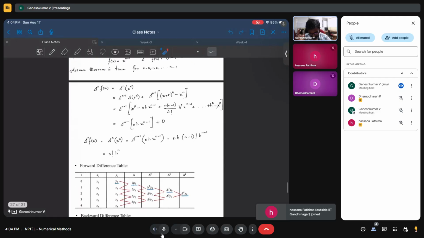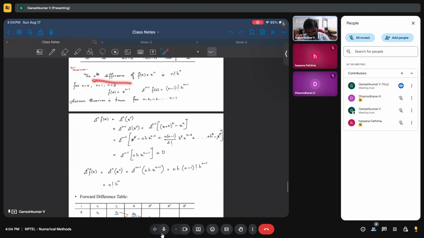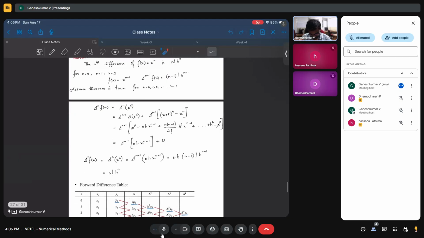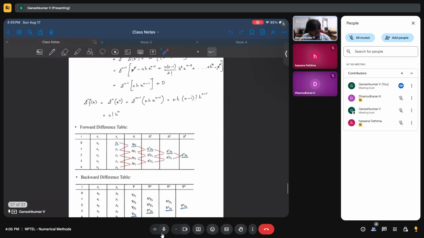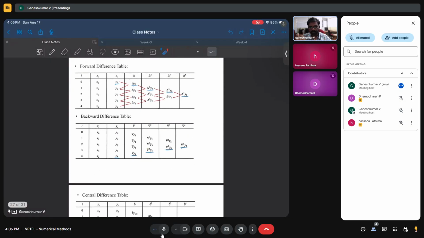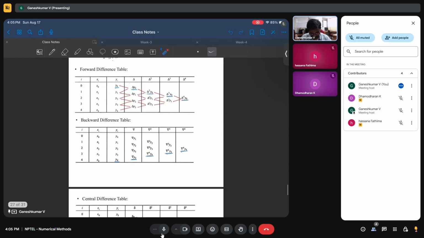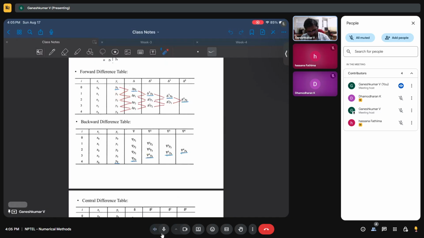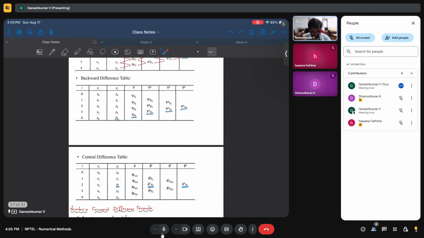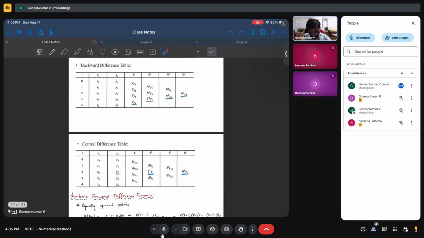And then we saw a theorem where the nth difference of f of x equal to x power n is simply n factorial times h power n, where h is the spacing between the x values. And then the forward difference, how it works, and also the backward difference. Here it is placed in between, but for convenience we just place it on the same line. We'll see that while solving the problem. Similarly, backward difference, how to do it, and also central difference.